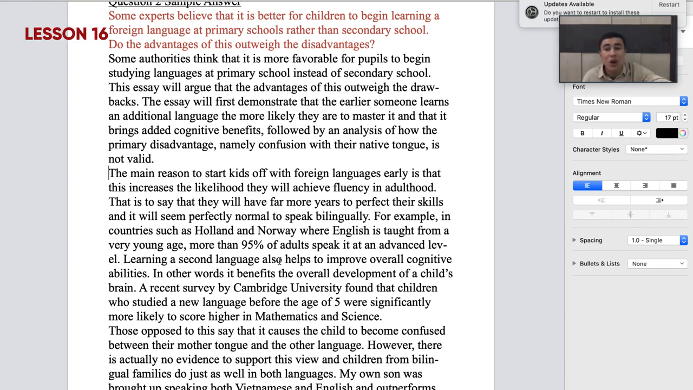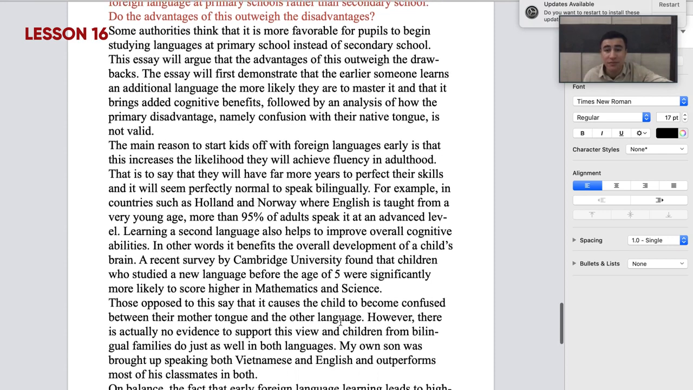Learning a second language also helps to improve overall cognitive abilities. This is your second point. In other words, it benefits the overall development of a child's brain. A recent survey by Cambridge University found that children who studied a new language before the age of 5 were significantly more likely to score higher in mathematics and science.